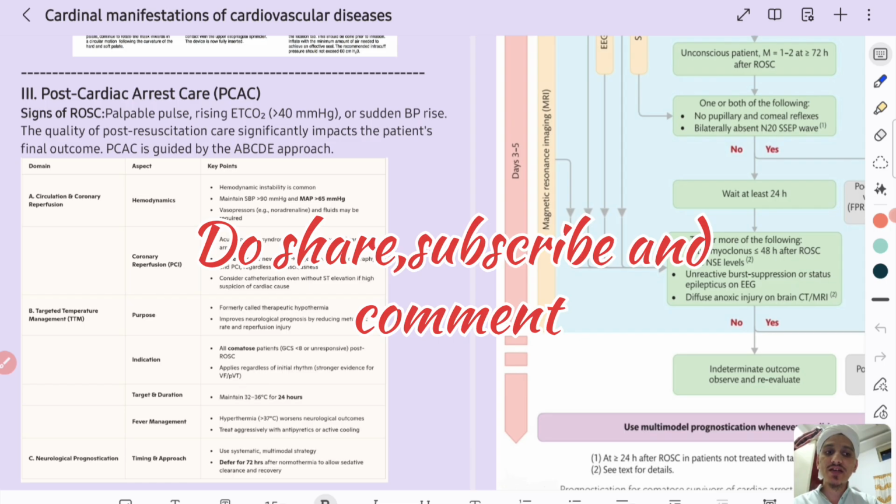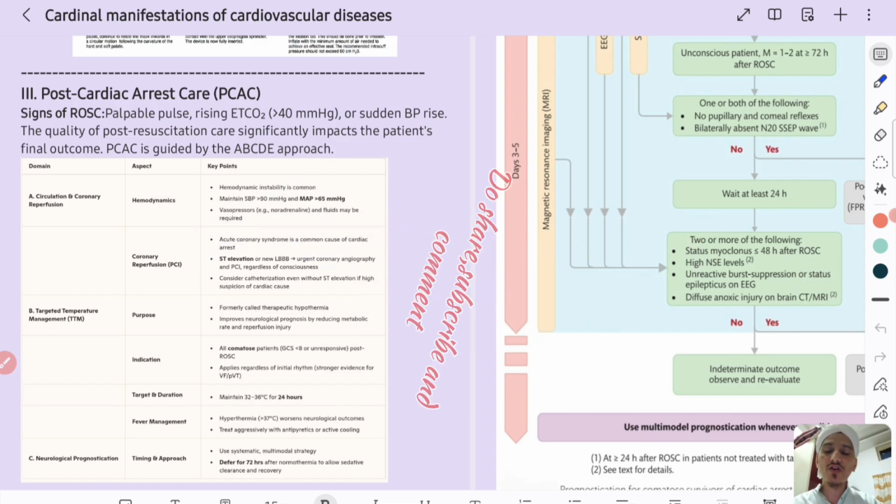So a victim of cardiac arrest who is gaining ROSC, that is nothing but return of spontaneous circulation. What to do, what are the signs of ROSC, and how do we prognosticate? Nothing but what will be the outcome of the patient? He has gained ROSC, but what will be the outcome? We will discuss in this video of part 2. So let's begin with the name of Allah.